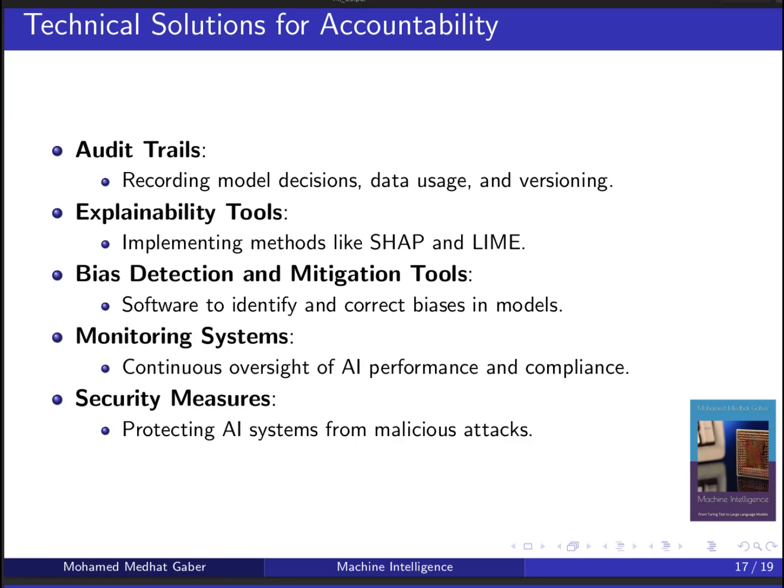Monitoring systems provide continuous oversight of AI performance and compliance. By setting up real-time monitoring, organizations can track key metrics related to fairness, accuracy, and ethical adherence. Alerts can be configured to notify stakeholders when the system deviates from acceptable parameters, enabling prompt intervention. This proactive approach ensures that AI systems remain aligned with ethical standards throughout their operational lifecycle.